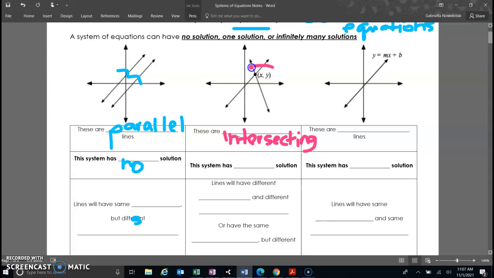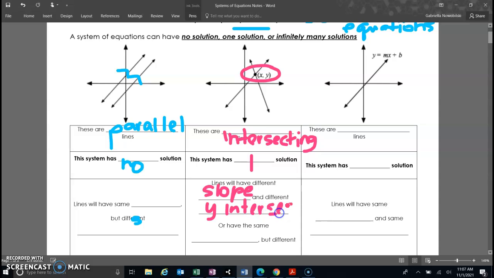And these are going to have one solution. Exactly where you see them crossing is where you're going to have that one solution. And these have different everything. We won't look at a lot of cases where they have different slope and same y-intercept. So let's just focus on the cases where they have a different slope and a different y-intercept. It's two completely different equations, so they'll end up intersecting at some point.